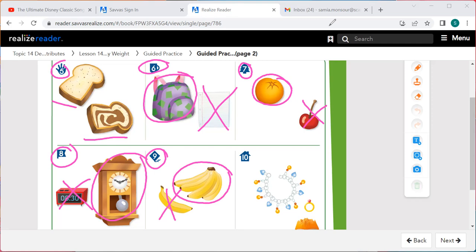All right, number 10. We have this bracelet with a lot of charms on it. And we have a ring. The bracelet looks like it's heavier and the ring is lighter. All right, let's go to the next page.